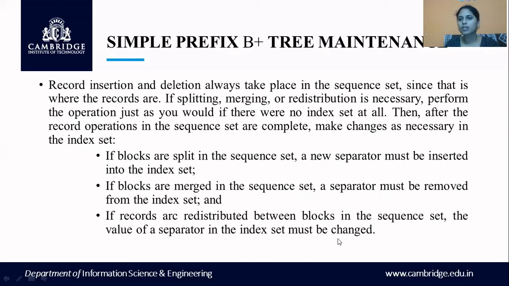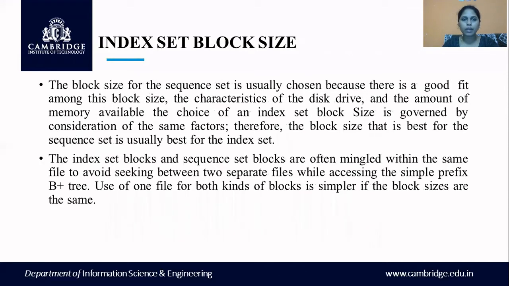So if you're just redistributing the records between the blocks, you need to just change the value of the separator. You need not add or delete a separator. This is nothing but maintenance of a simple prefix B plus tree.